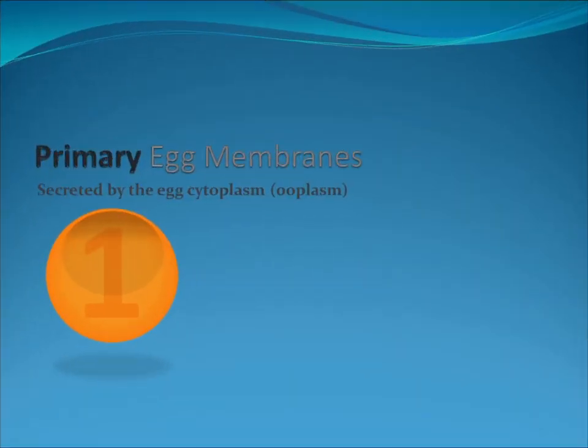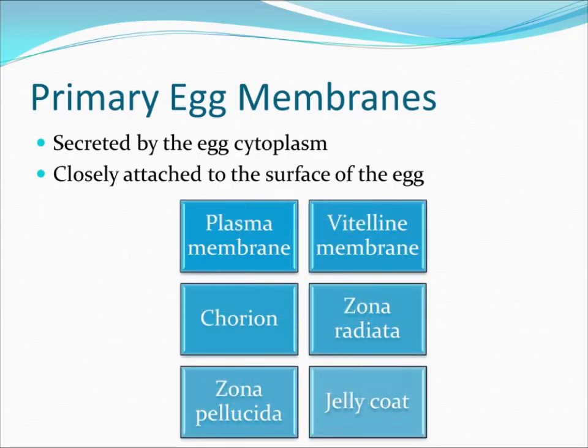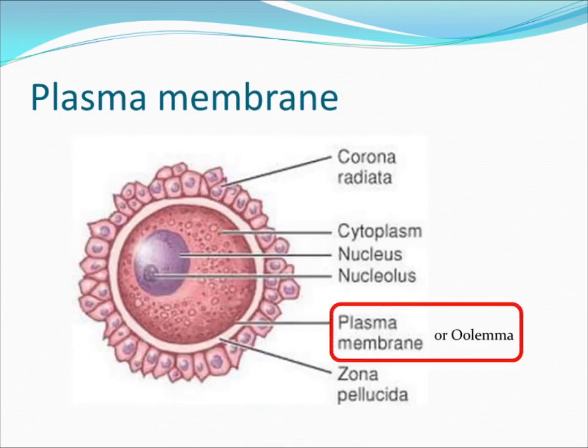First, let us see about primary egg membranes. Primary egg membranes are secreted by the egg cytoplasm or the ooplasm, and they are closely attached to the surface of the egg. The different primary egg membranes are plasma membrane, vitelline membrane, chorion, zona radiata, zona pellucida, and jelly coat. Now let us see these different primary egg membranes one by one. First is plasma membrane. Like any other animal cell, all animal eggs are also covered by a plasma membrane. It is otherwise called oolemma.